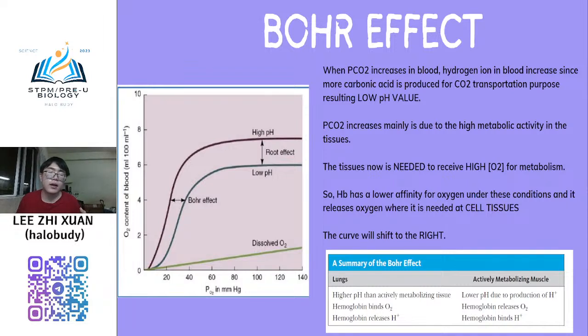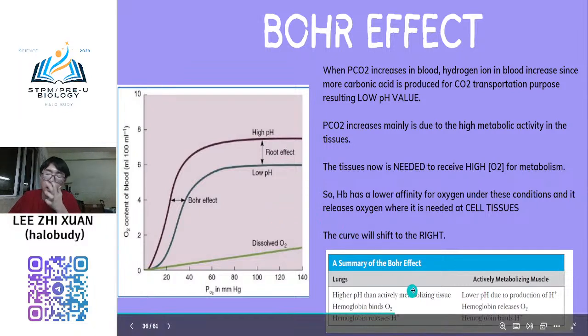Meaning the oxygen will not bind to the hemoglobin at this time, and reversely it will release a lot of oxygen. So in gaseous exchange we have the lung part and also the muscle part, right?